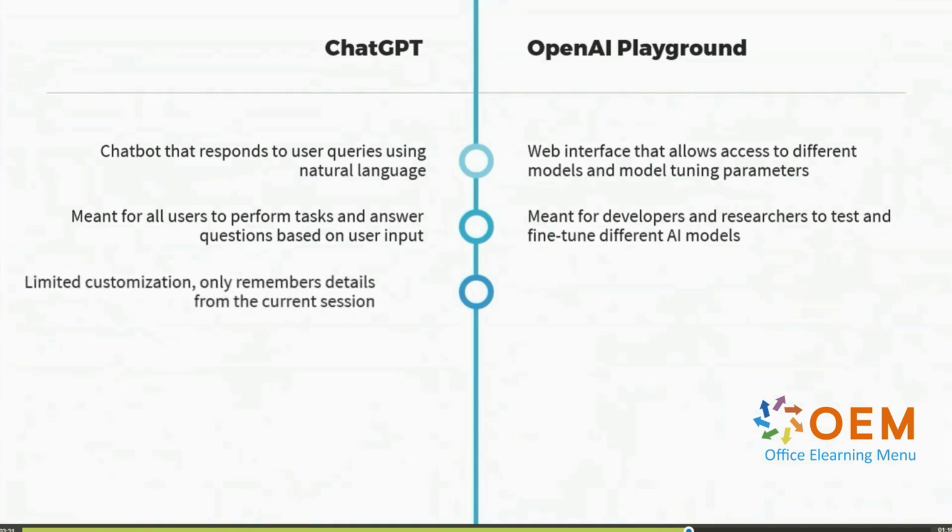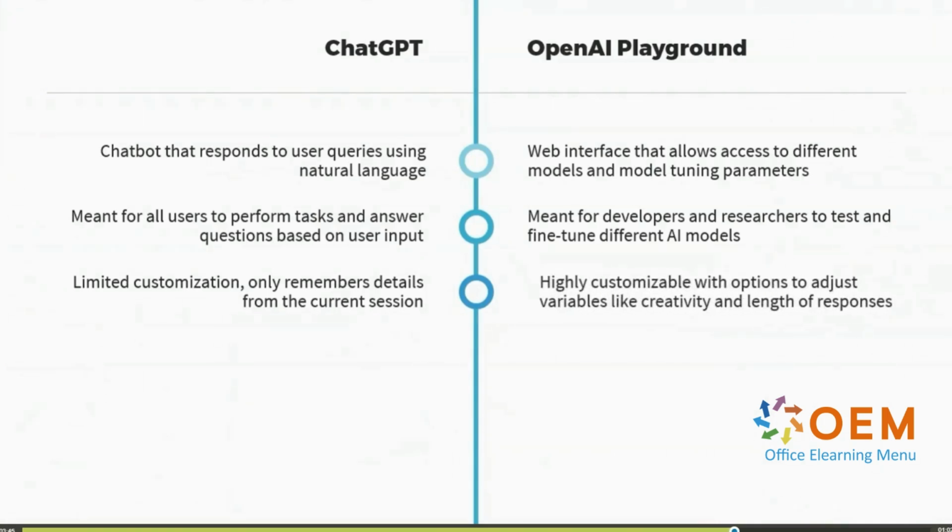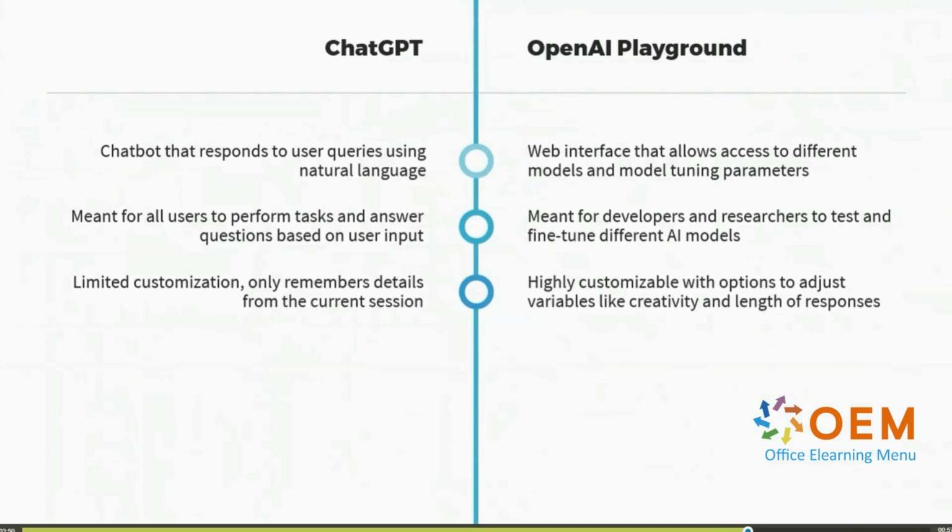With ChatGPT, you have a limited customization and ability to tweak the model's response. ChatGPT only remembers the details of the current session, and you can have a back and forth conversation. With OpenAI Playground, things are a little different. It's highly customizable, and you have access to options to adjust variables like the creativity and length of the response that you get from the model.